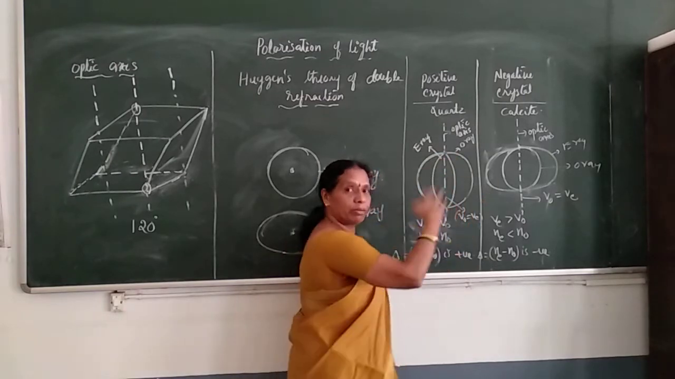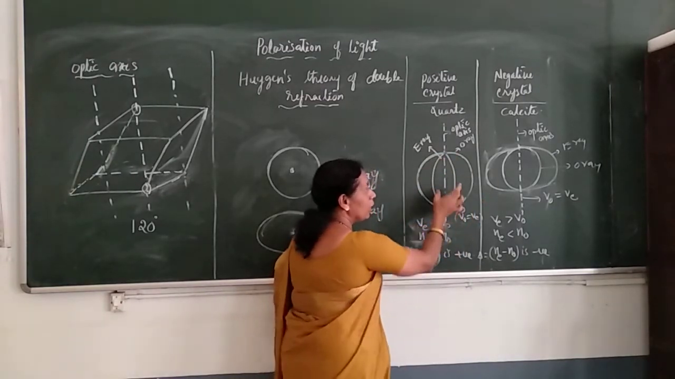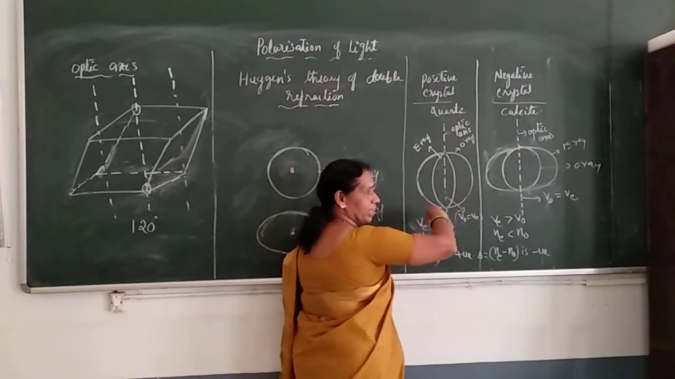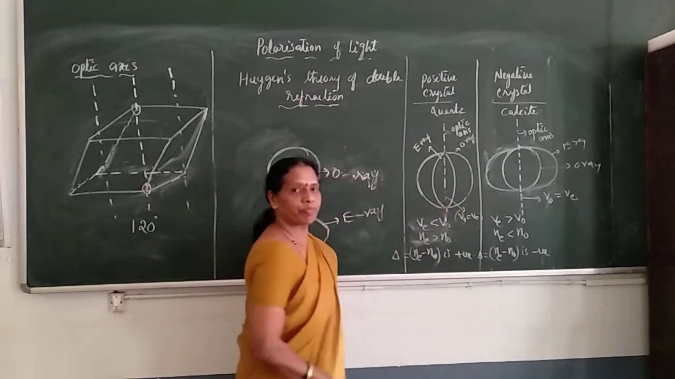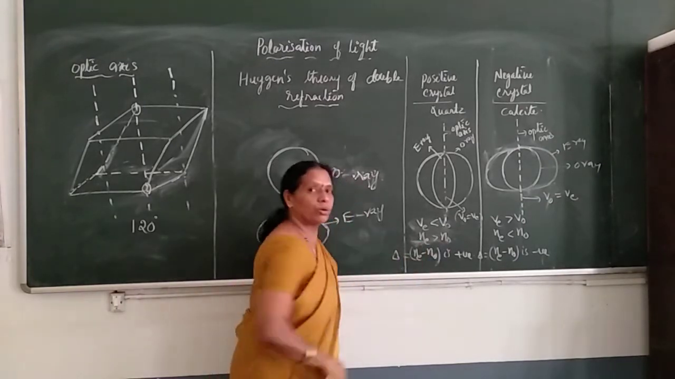The spherical is outer, means VO is greater than VE. VO more than VE, or VE is less than VO. Why? Spherical is outside. So VO is more, or VE is less. So VE is less than VO. And what about NE and NO? NE is more than NO.